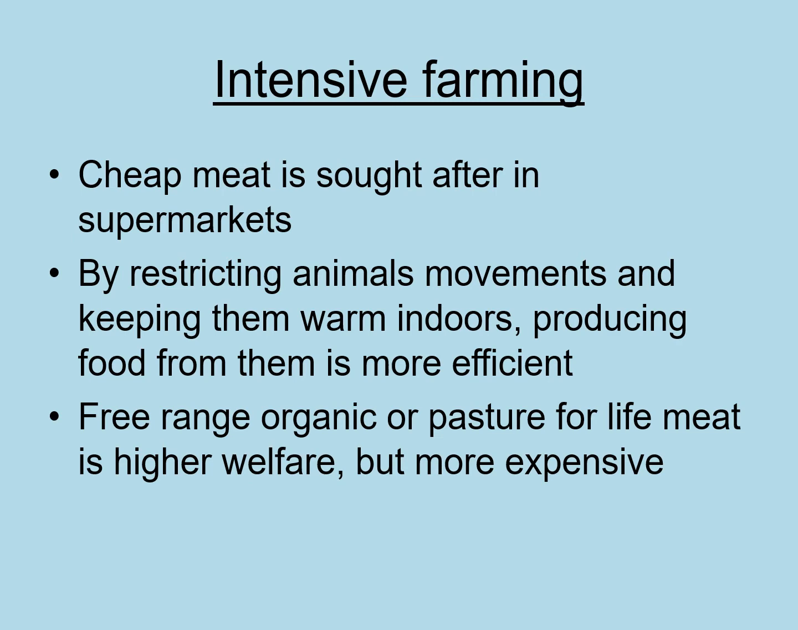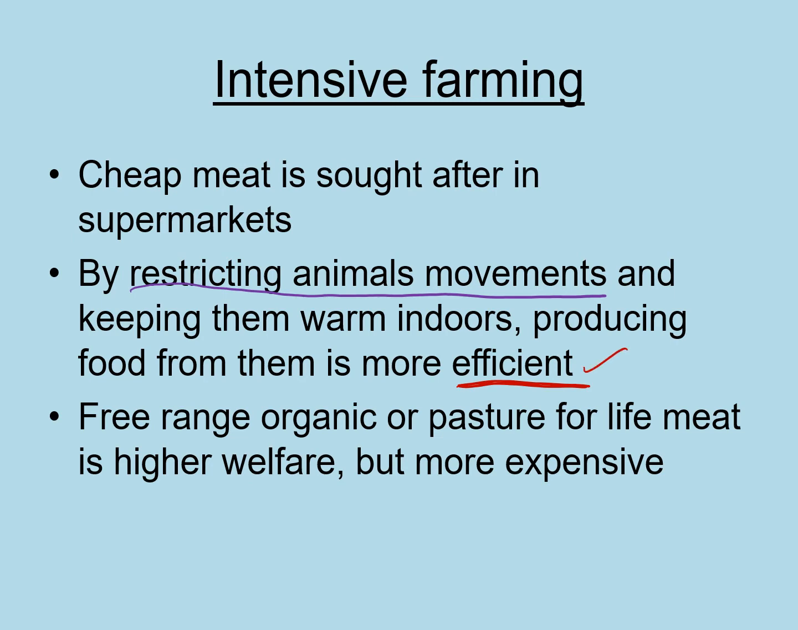So what does that mean in terms of farming? Well, one of the problems that we have is that people want to buy cheap meat. So in supermarkets and big shops, cheap meat is sought after. In order to produce that meat as cheaply and as quickly as possible, we restrict animals' movements. So we stop them from moving around, we keep them indoors and keep them warm, and that means production is more efficient. We're not losing energy from them moving around, we're not losing energy from them having to regulate their own body temperature. So keeping animals warm indoors and stopping them from moving around is efficient.